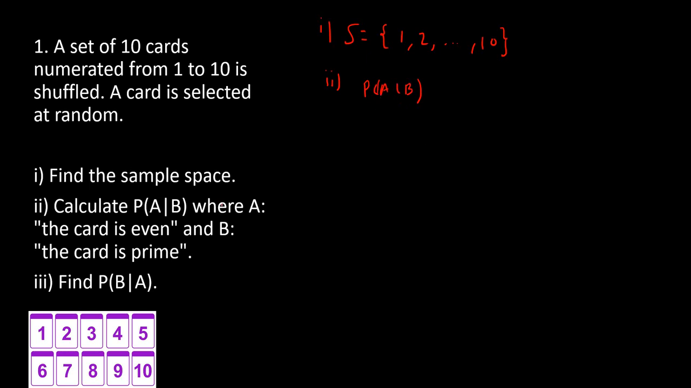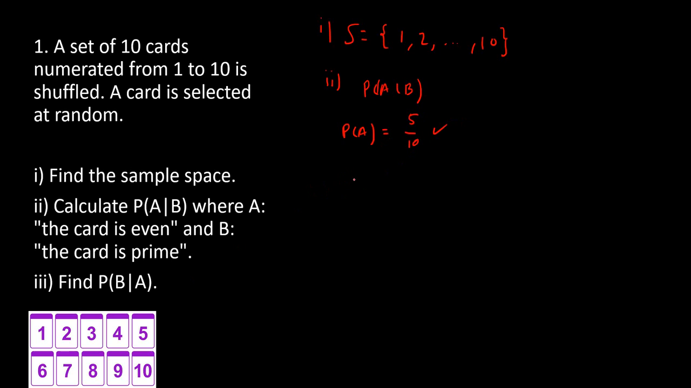But now, what is A and what is B? What kind of events are they? The event A is the card is even. The event B is the card is prime. Okay, memorize that. A, the card is even. B, the card is prime. So let's find out. Once again, just for fun, let's calculate the probability of A, which is the probability of the card being even. As we know, that's going to be 5/10.